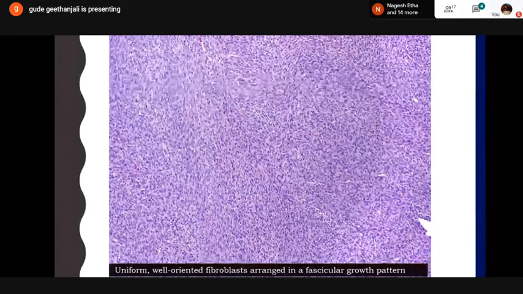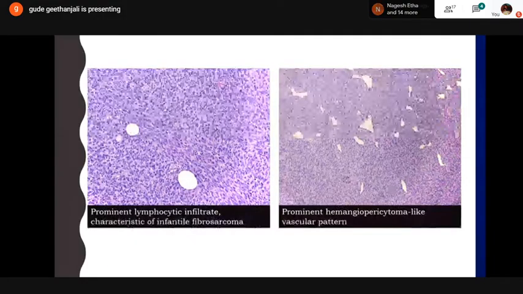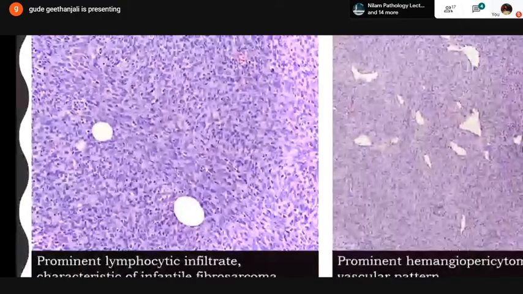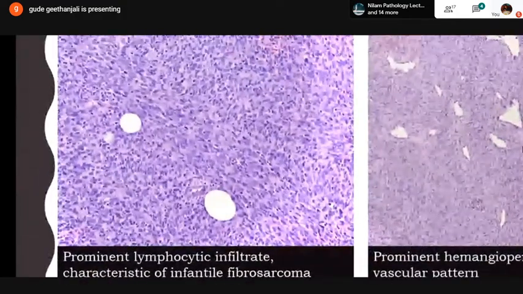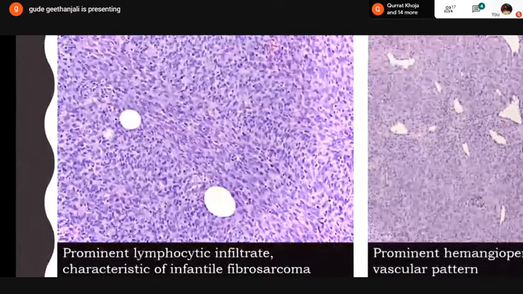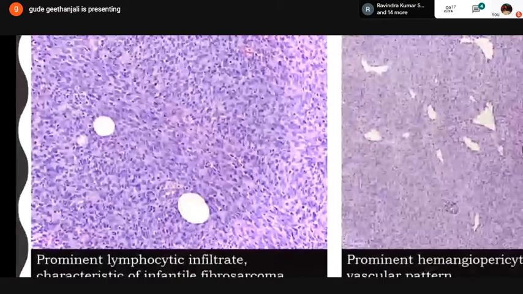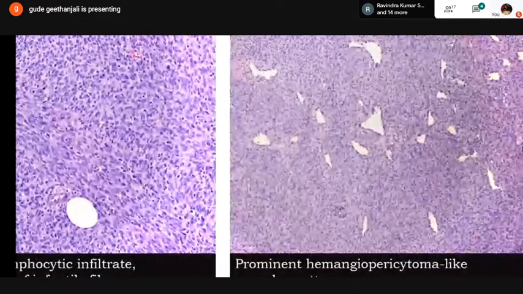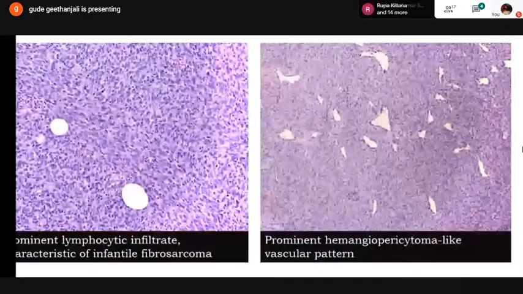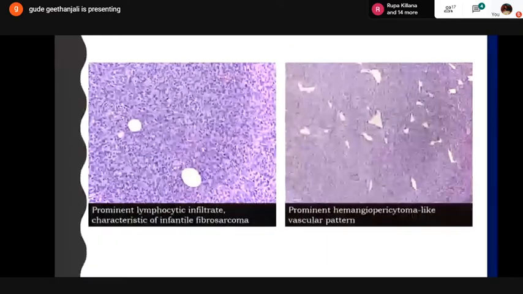And one more characteristic feature to identify in this infantile fibrosarcoma is the presence of prominent lymphomononuclear cells in the background, which is described in this tumor. And we also see a hemangiopericytoma-like or staghorn-like ectatic vascular pattern in infantile fibrosarcoma.